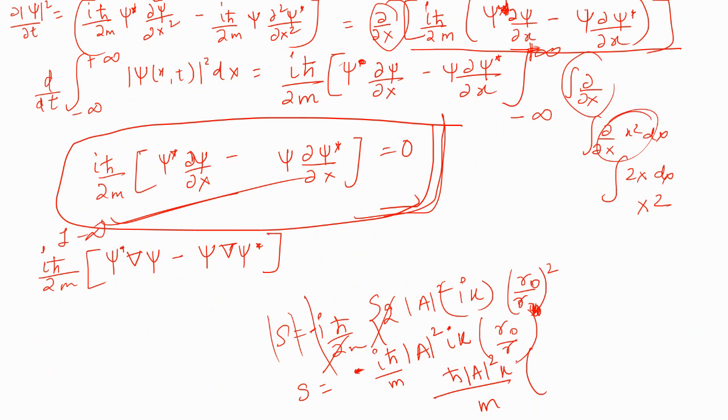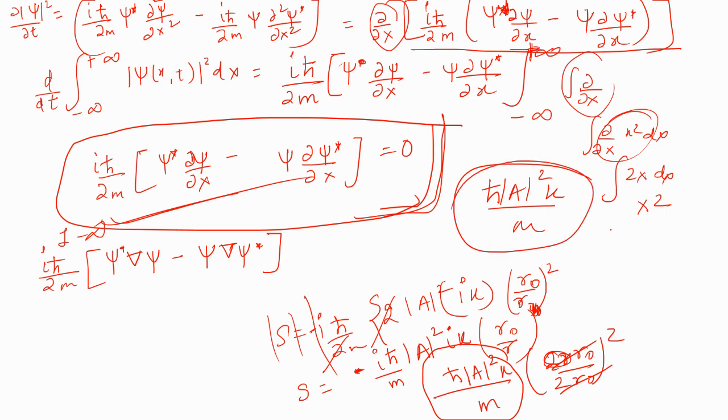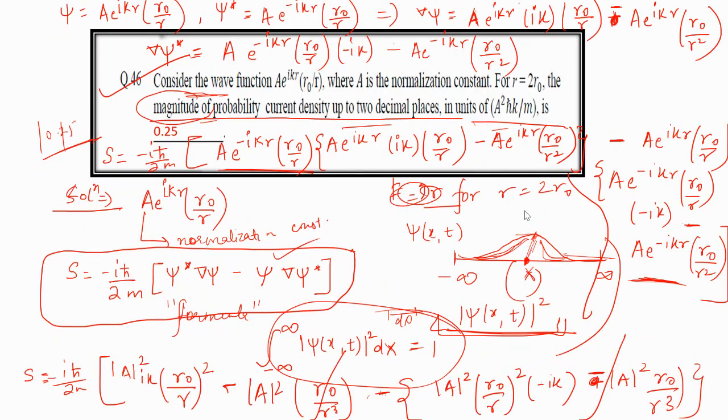A square h cross upon km. So this is 2 r naught. R is 2 r naught. This r naught will cancel, and you are asked to find out the value in terms of this unit, in terms of h cross a square k by m, right? So this is the unit. So here you got 1 by 2 whole square. So this will be 1 by 4, and 1 by 4 is 0.25 in the unit of h cross a square k by m. So you can see the formula is straightforward.